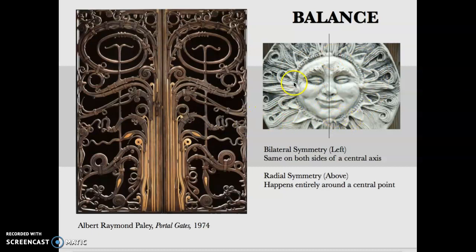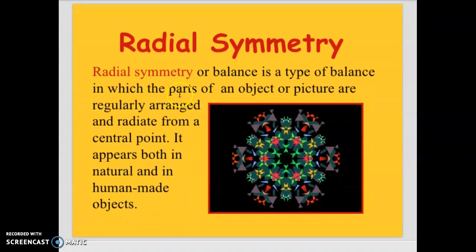You can see how these shapes that are coming out of the center point are rotated around in a circle, which is referred to as radial. Think of radial as circular. That will help you in your quizzes and the definitions. Radial symmetry is a type of balance in which the parts of an object or picture are arranged to radiate from the center point.